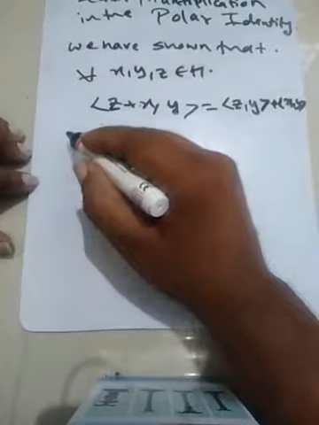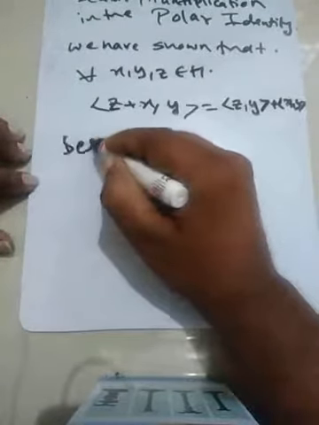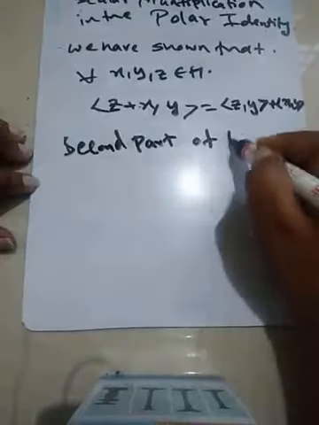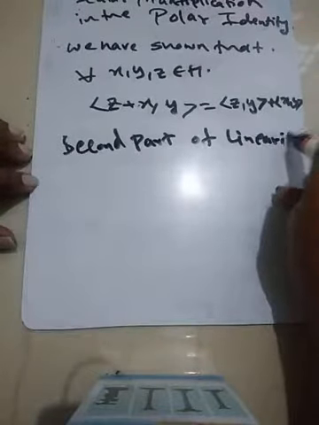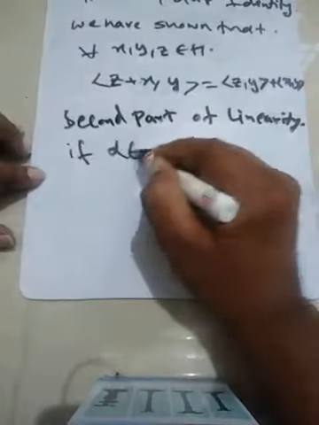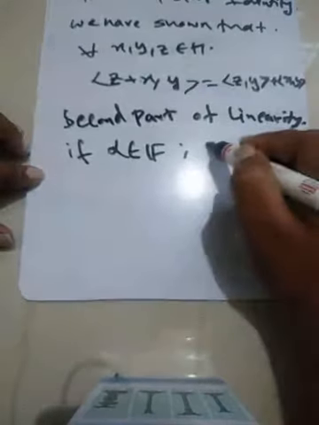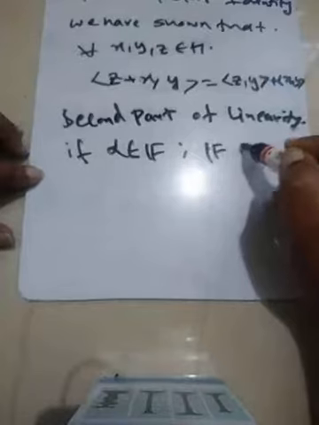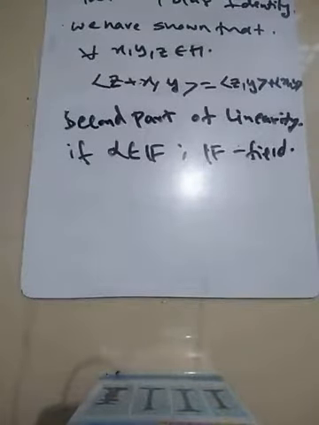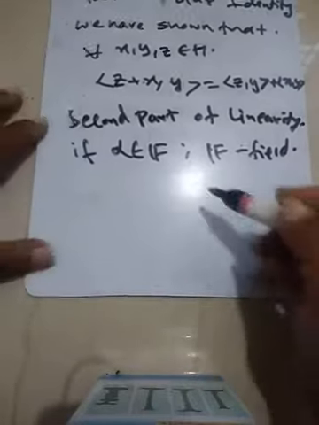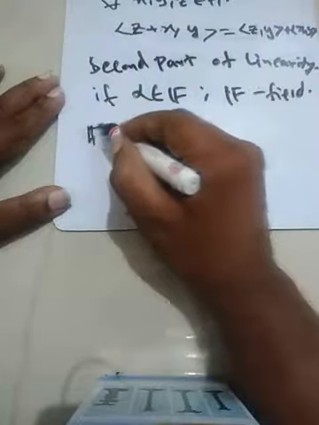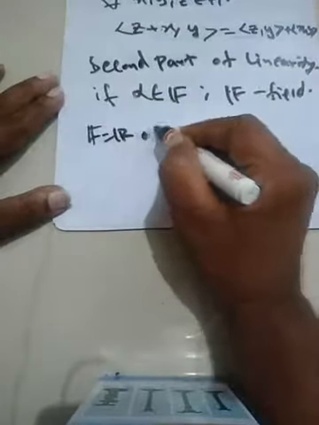So what we want to do now is the second part, linearity, that is, the scalar multiplication. So if alpha belongs to F, where F is the field. Now the point is that in our case, F is either R or C.